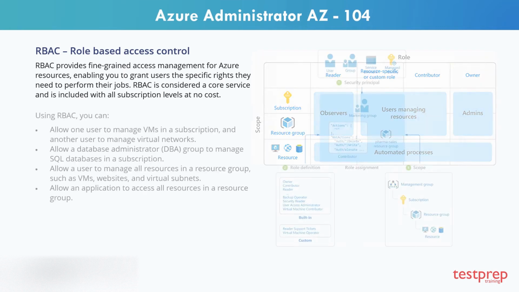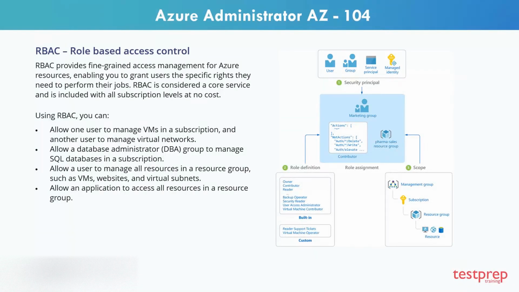Using RBAC, you can 1. Allow one user to manage VMs in a subscription, and another user to manage virtual networks. 2. Allow a database administrator group to manage SQL databases in a subscription. 3. Allow a user to manage all resources in a resource group, such as VMs, websites, and virtual subnets. 4. Allow an application to access all resources in a resource group.